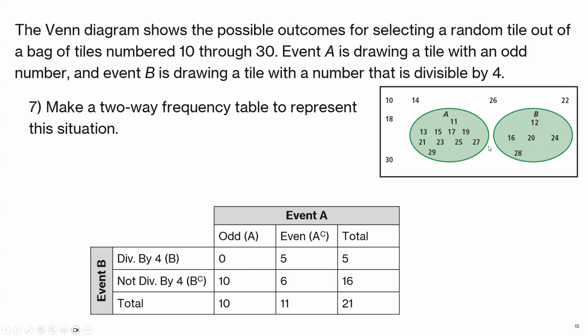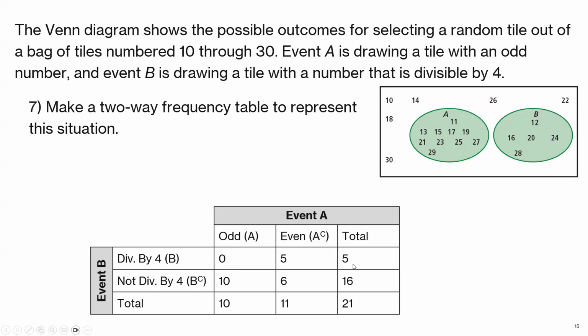If I look at event A and event B, there's no overlap, so I don't have any values that match both those conditions. I do have 10 numbers that are odd and not divisible by 4 because I have 11, 13, 15, 17, 19, 27, 25, 23, 21, 29. So there's 10 of those. Then if I look at the even values that are divisible by 4, there are 5 of them: 12, 16, 20, 24, 28. The even numbers that are not divisible by 4, so outside of both of these ovals, 10, 18, 30, 14, 26, 22, there are 6 of those. So I have 11 total even numbers in this data set.